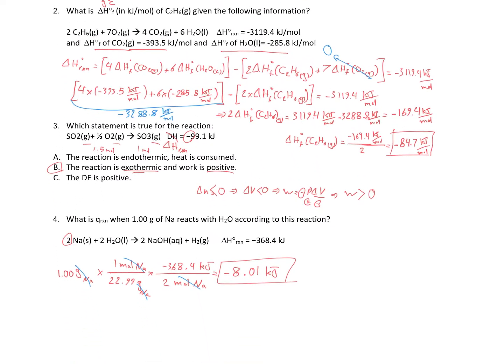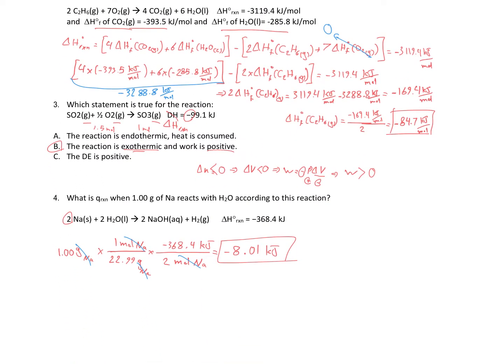So question number 3 doesn't need solving. You just have to know the concept. Which of the statements is true for this reaction? So we have a reaction, we have the delta H. That DH is supposed to be delta H. So we have a delta H of the reaction, and that's a negative number. When we have a negative delta H, it means that it's losing heat, releasing heat, so it's exothermic. So that should be an exothermic reaction. So the first one is not right.